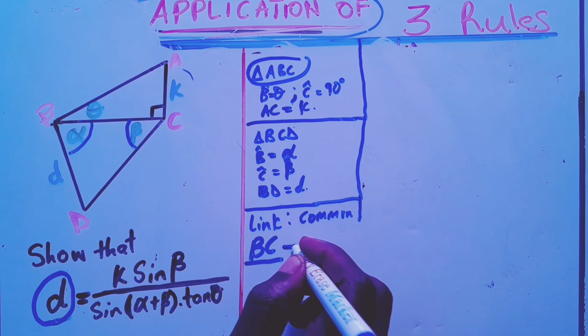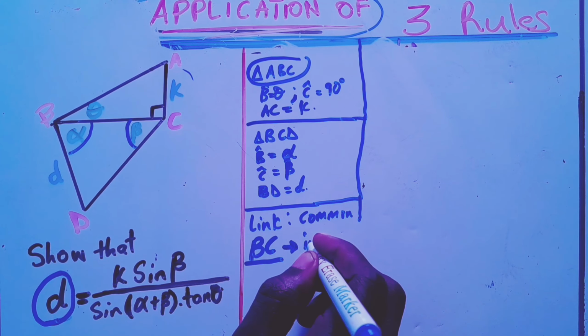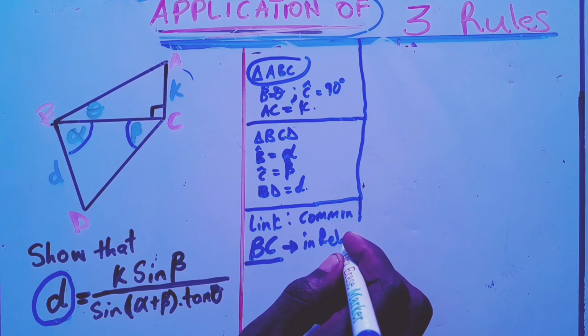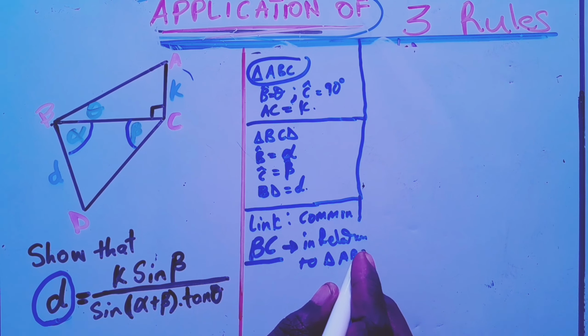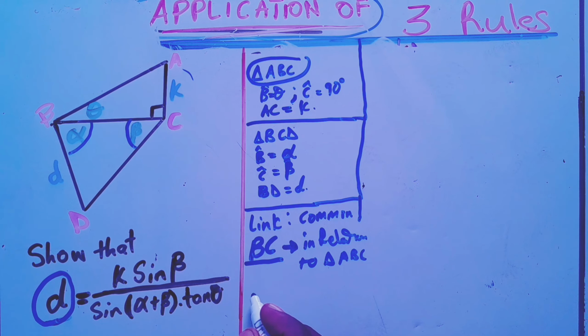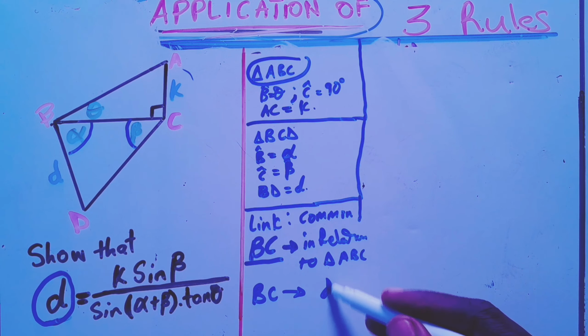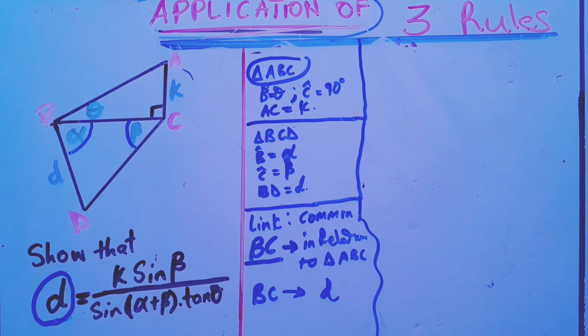So we try to find BC in relation to triangle ABC, right? And then from then it means that now we can bring whatsoever that we're given in BC to try to find the side that we're looking for, which is D, right?